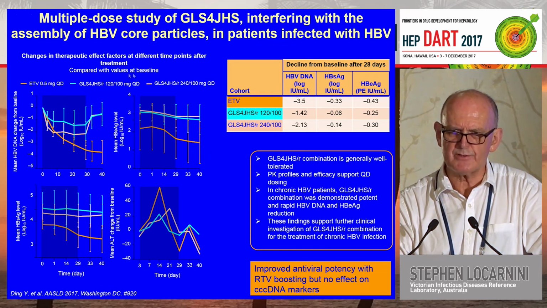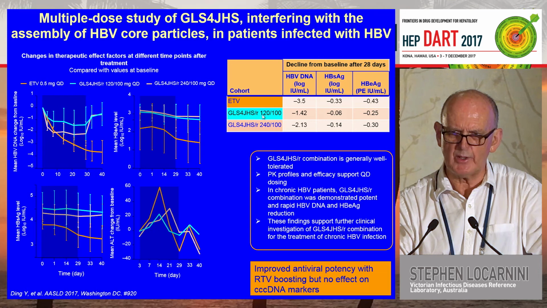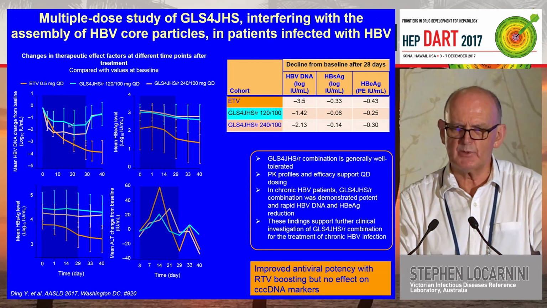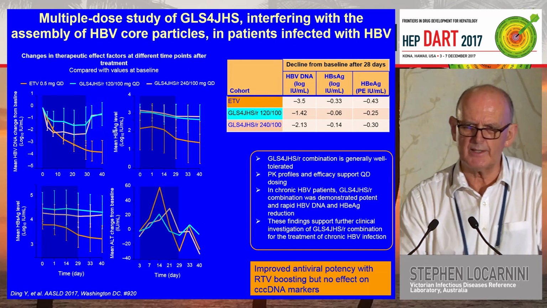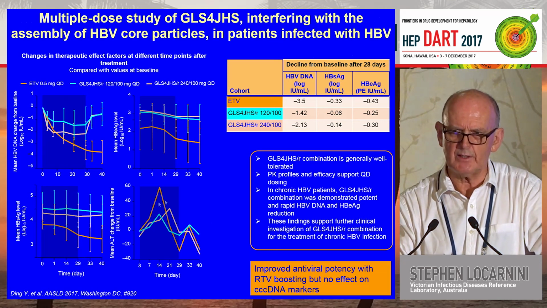What it shows is that they ritonavir boosted their molecule, 100 milligrams of ritonavir versus 120 and 240 of the HAP. They compared that to entecavir in the red line, and here's the DNA response. They're achieving a reasonable 1 to 2 log reduction in HBV DNA with the ritonavir boosted GLS. But really, I'll draw your attention to the E antigen effects and the surface antigen effects.